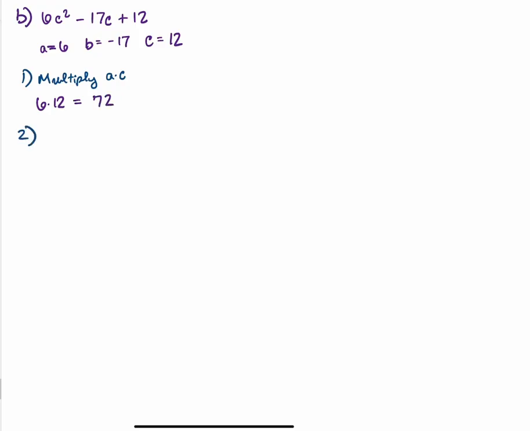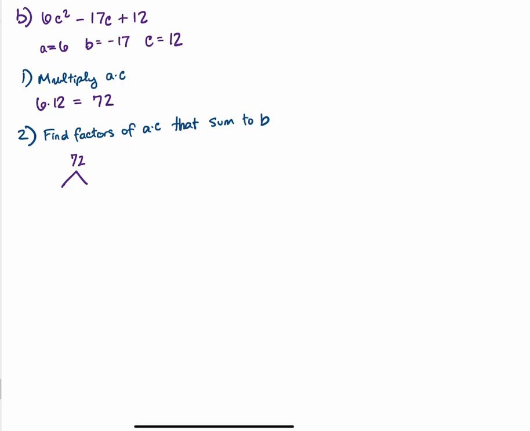Second step is to find factors of this number. So find two terms that multiply to 72 and sum to the B term. So that means we want two numbers that multiply to give us 72 that will add up to give us negative 17. So that means they must both be negative since the product is positive.